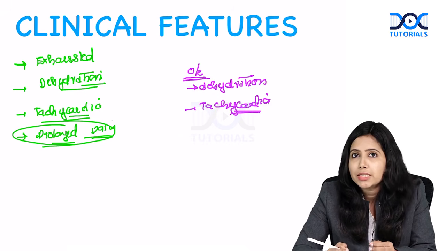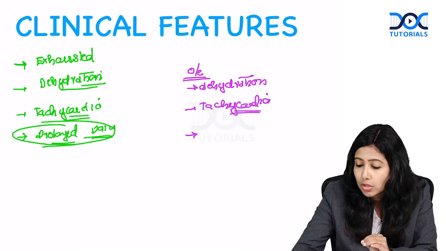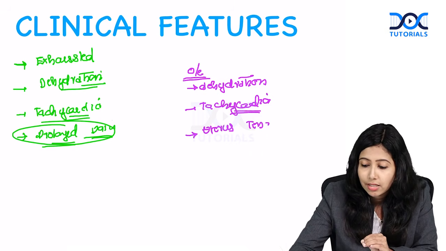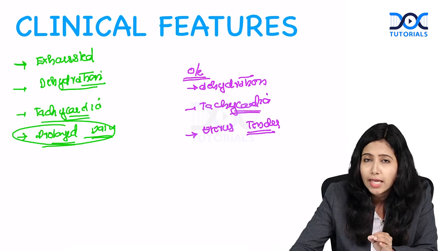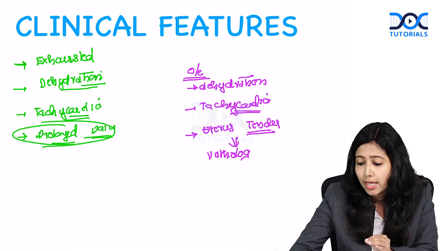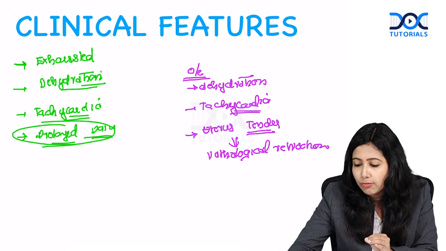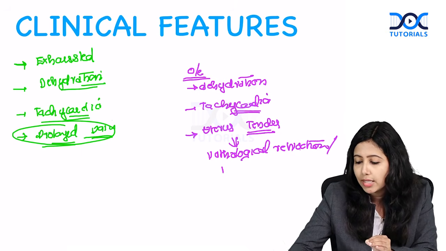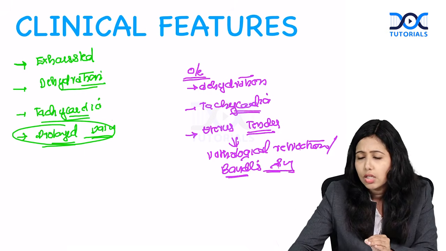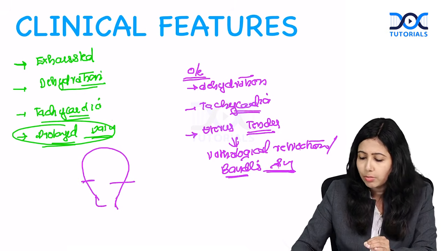There is a typical sign which is seen on palpation of the abdomen, on palpation of the uterus. You find that the uterus is tender. Along with that, you find a pathological retraction ring. A pathological retraction ring can be found. It is also known as Bandel's ring. What is this? So basically, Bandel's ring, there is this upper segment and there is this lower segment.